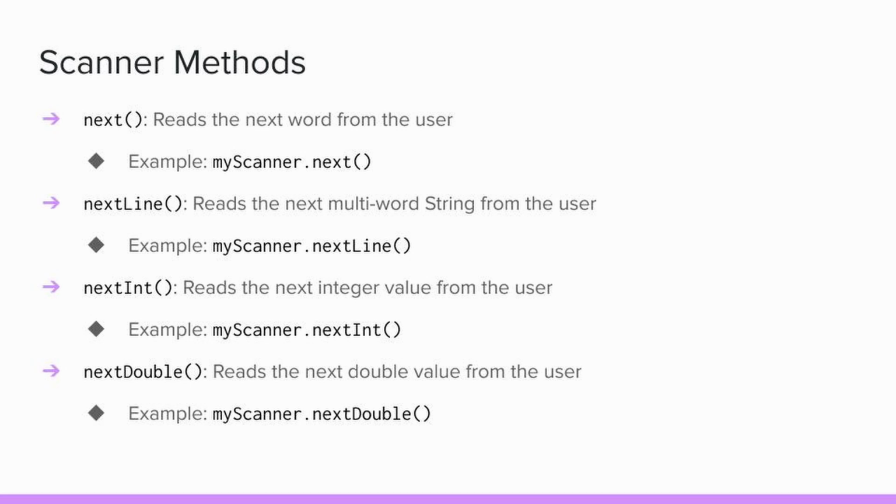Next will read the next word of the input or until the next space. NextLine will read the next multi-word string from the user. Both of these functions output to string variables. NextInt will read the next integer value from the user. Likewise, nextDouble will read the next double variable from the user.